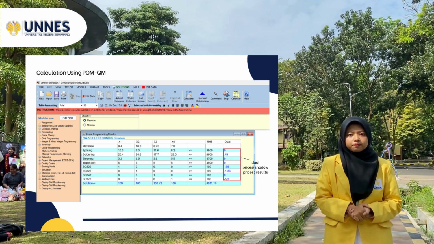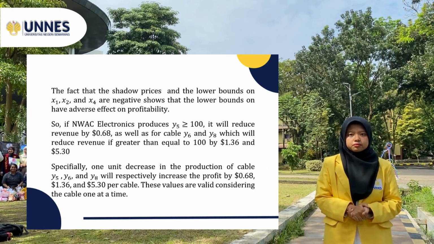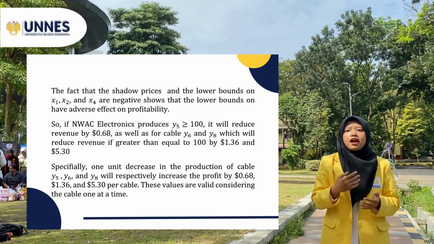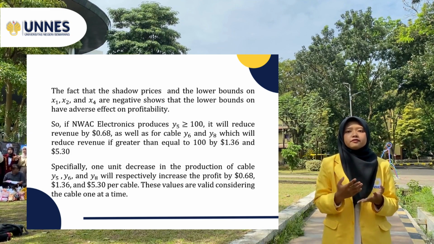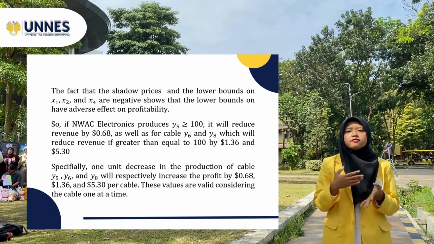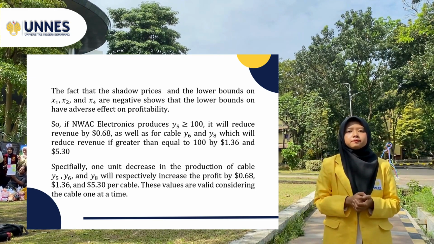The dual price for LC320 is negative 0.68. For LC325 it is negative 1.36. For LC340 it is 0, and for LC370 it is negative 5.3. The fact that the shadow prices of the lower bounds on X1, X2, and X4 are negative shows that the lower bounds have an adverse effect on profitability.